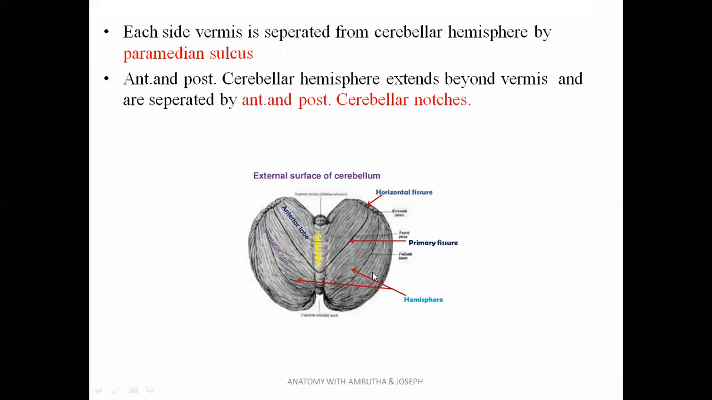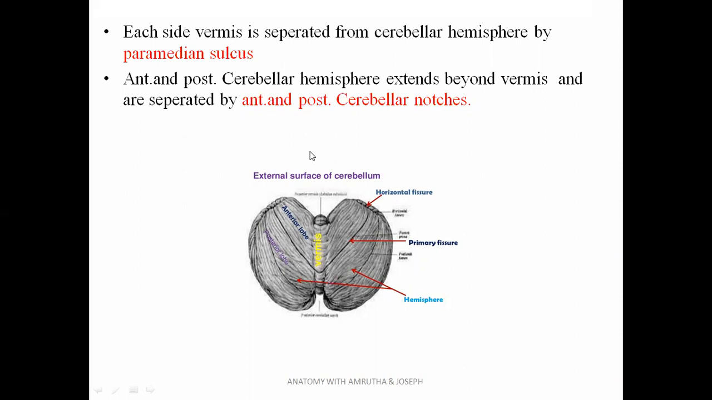Again, the external surface of the cerebellum can be seen. On each side, the vermis is separated from the cerebellar hemisphere by the paramedian sulcus. So when you look, the vermis is the central area. The vermis is separated from the hemisphere, so in this area there's a sulcus that's called the paramedian sulcus. On either side of the vermis, there's a sulcus called the paramedian sulcus.